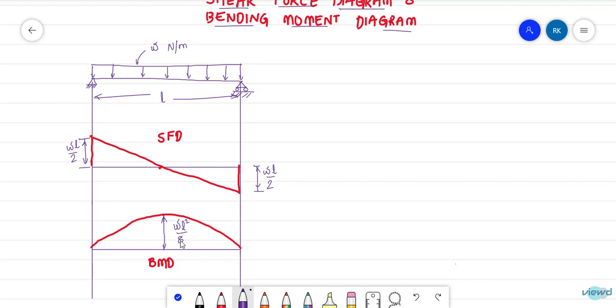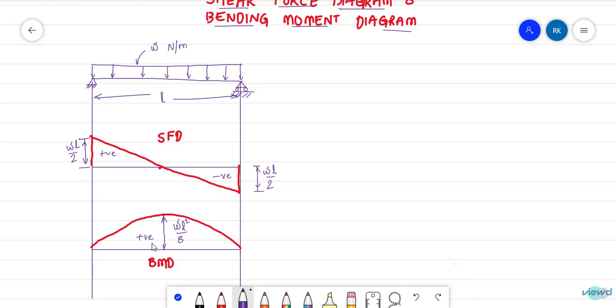So we are discussing why we draw shear force diagram and not how we draw it. Let us see how we draw the shear force diagram in another video. In this video let us restrict only up to why we draw. So this is the shear force diagram and this is the bending moment diagram. This is positive shear force and this is negative shear force and this is positive bending moment.